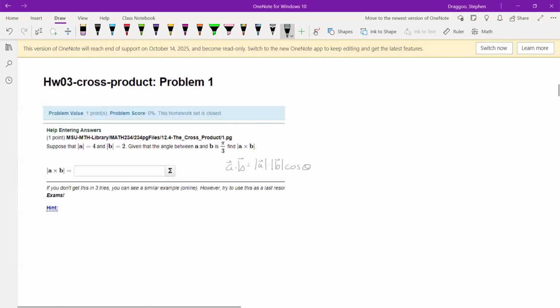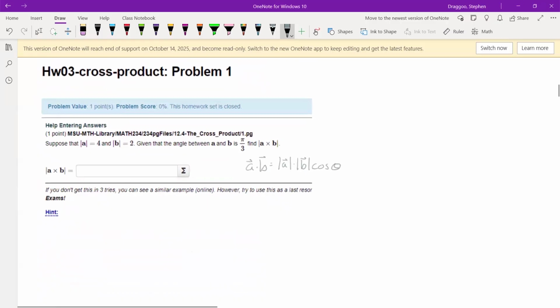All right, so another one. What are we doing here? We want to evaluate the magnitude of a cross product. Given that the magnitude of A is 4, the magnitude of B is 2, and the angle between A and B is pi over 3 radians.